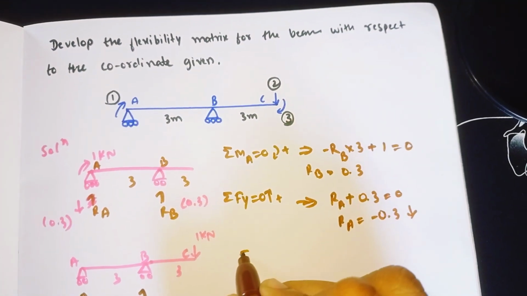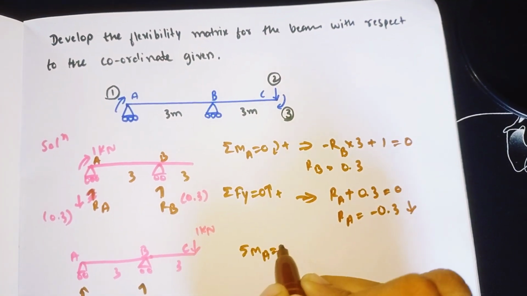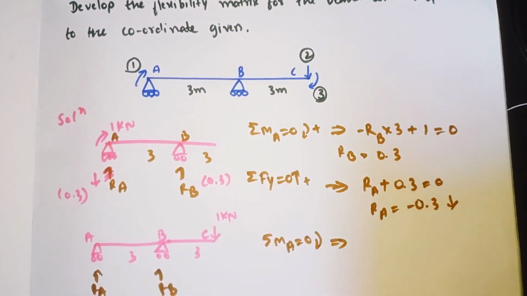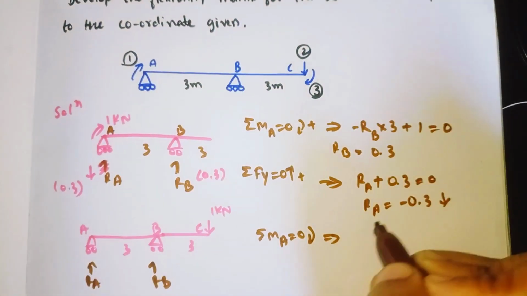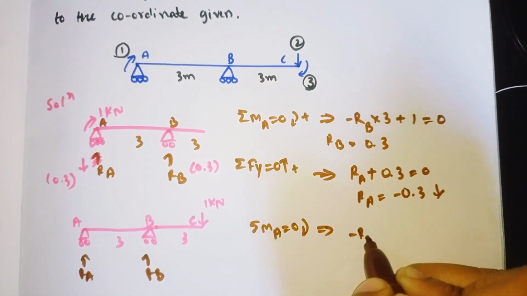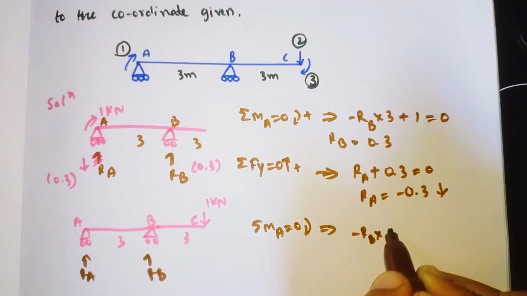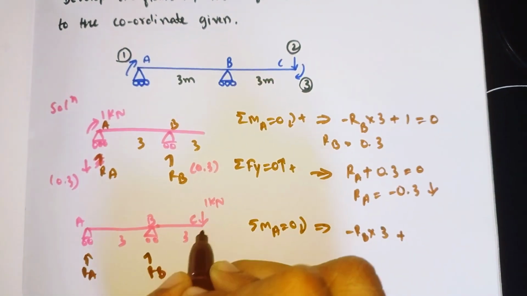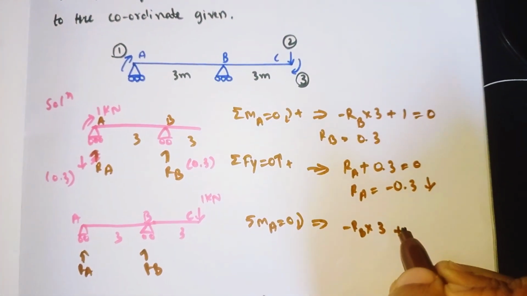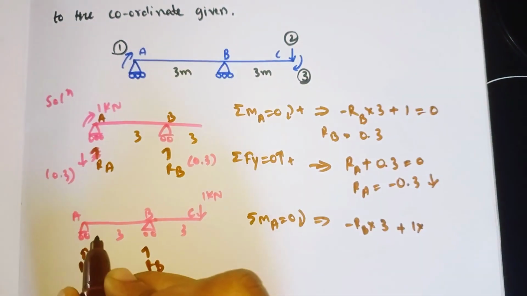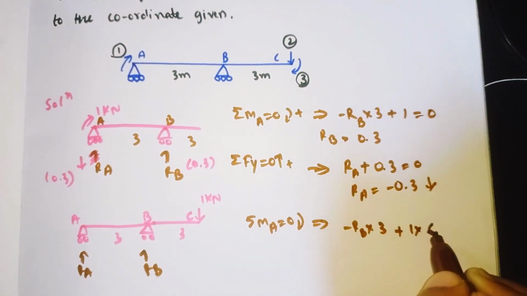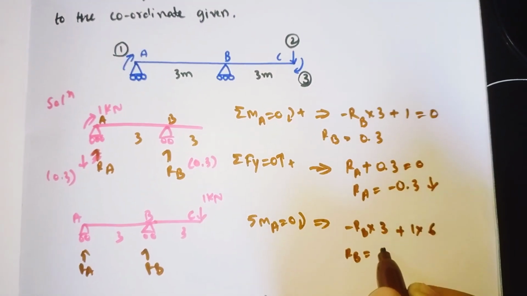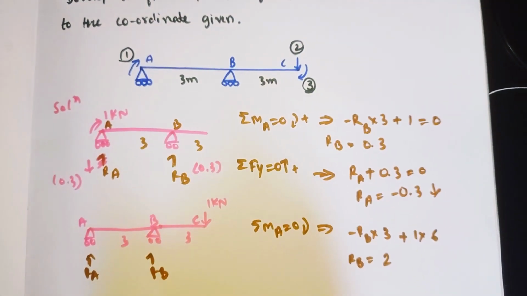Now we will apply the summation of all the moments about A is equal to 0. Clockwise we take as positive. Here RB is moving anti-clockwise. RB into distance 3 meter. So minus RB into 3, plus here one unit load is acting. It is moving downward, so it means it is moving clockwise, at a distance of 6 meter from A. And now RB will come out as 2.